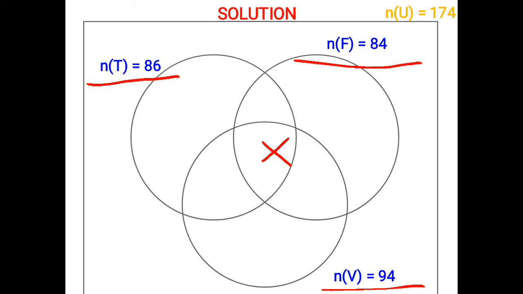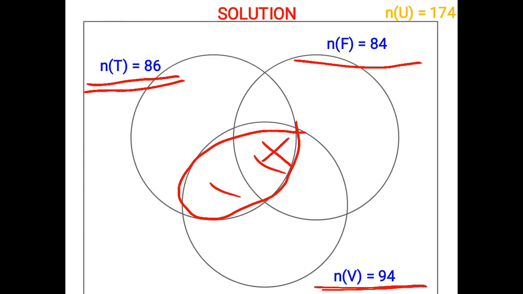Taking it again, 84 play football and 94 play volleyball. 30 play table tennis and volleyball. There is no only. Table tennis and volleyball, so it's going to be this side. The whole of this is 30. If the whole of this side is 30, and we know this side is x, this side is going to be 30 minus x.